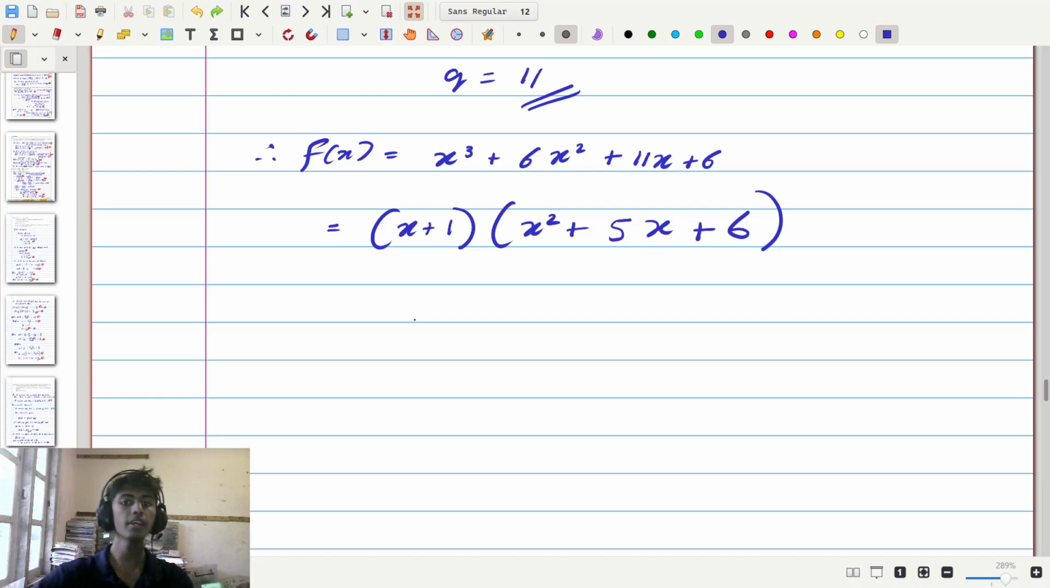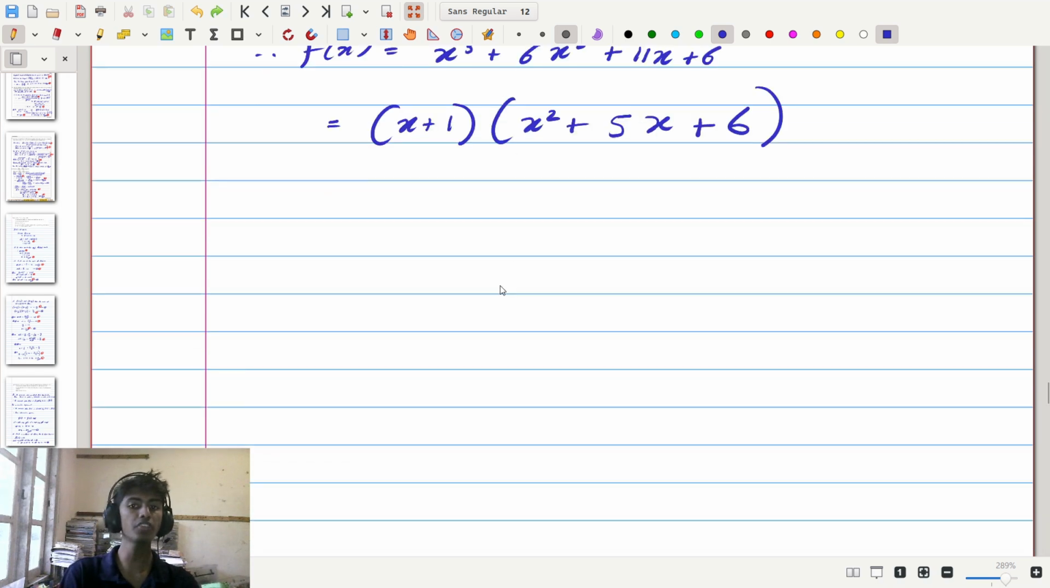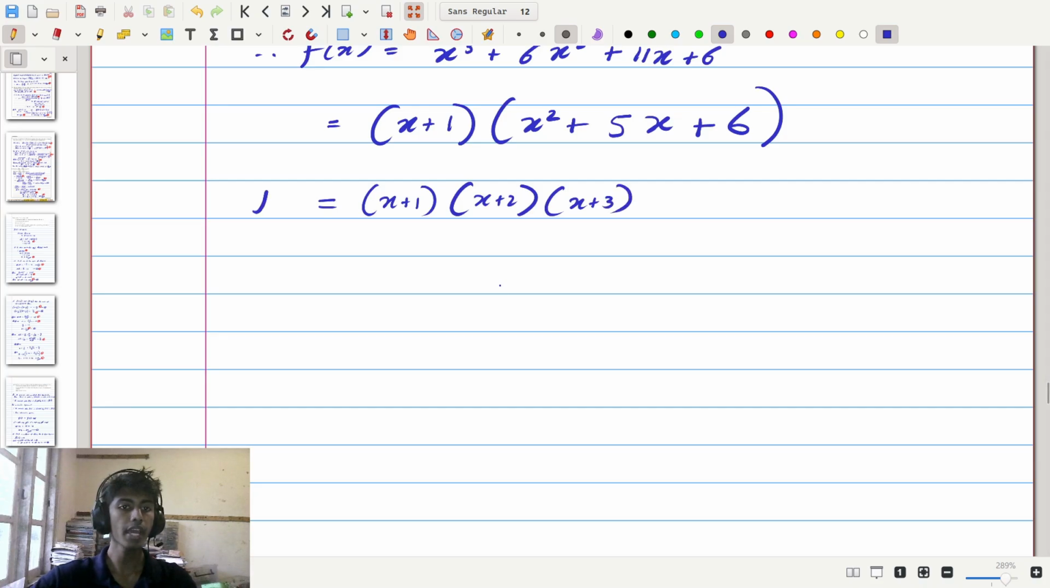Now famously, this thing right here is simply x plus 2 times x plus 3. We know that since if you multiply two numbers together, you have to get 6, and when you add them, you get 5. By extortion, we can see the only two numbers that do that are 2 and 3. And therefore, f of x is equal to x plus 1 times x plus 2 times x plus 3. We can underline that and call that our answer for the complete factorization of f of x.